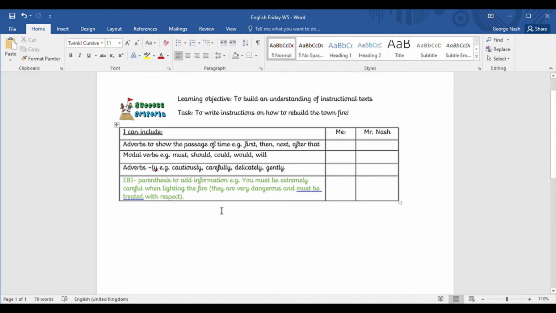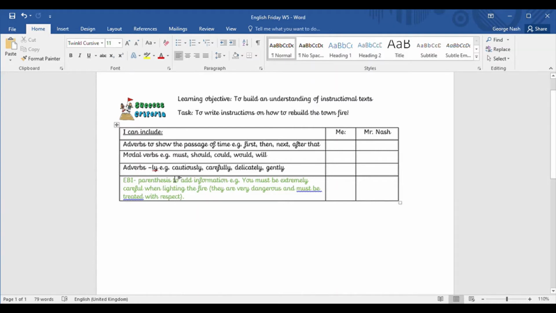Okay, so here is our little sheet. It says to build an understanding of instructional texts and to write instructions on how to rebuild the town fire. Our success criteria today says adverbs to show the passage of time. You've done that, you know how to do those. Modal verbs, those bossy verbs of how to instruct people to do something.